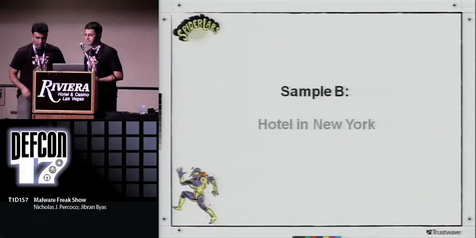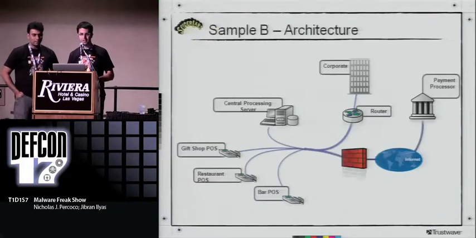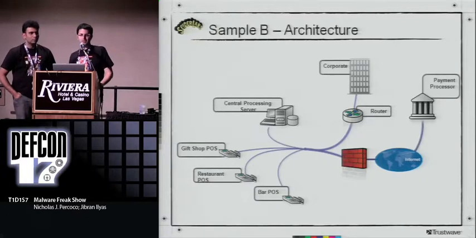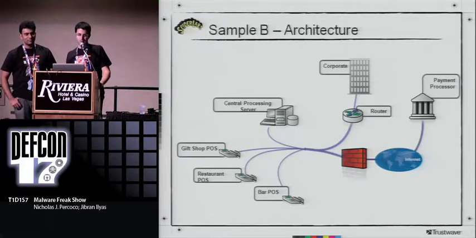Okay, so the second piece of malware we obtained from a hotel in New York. So we're going to go through that example here. The architecture, as you see here, looks rather similar to what we saw in the casino club. But one major difference is that this was a chain of hotels, and so there was more than one environment connected here. You see the router leading up to corporate. That's a key aspect of how this compromise took place. But you also see we have multiple machines here: a gift shop, a restaurant, a bar, a central processing server.